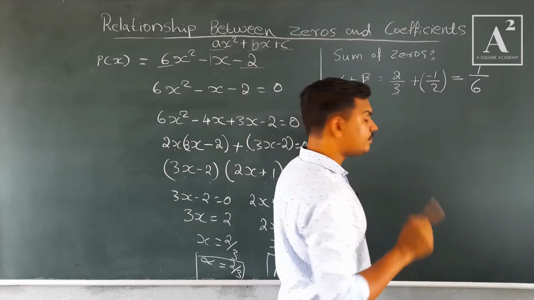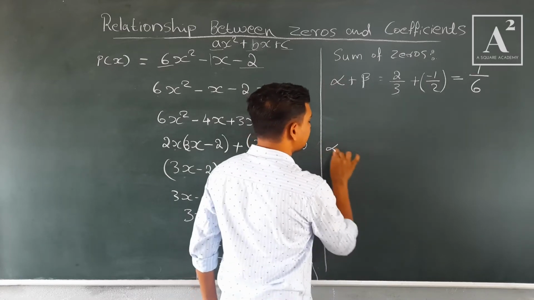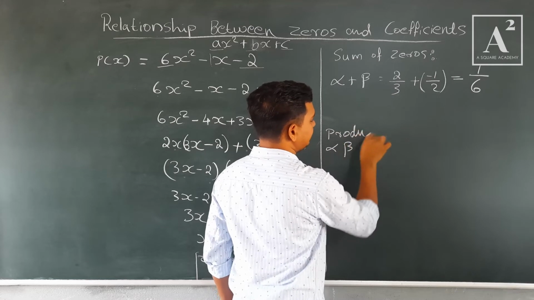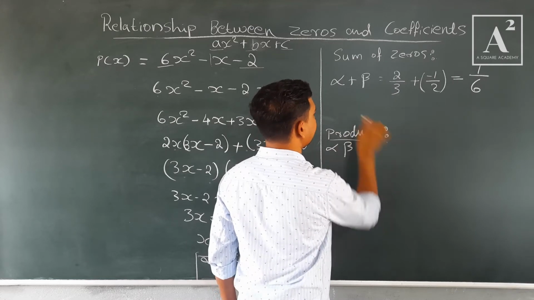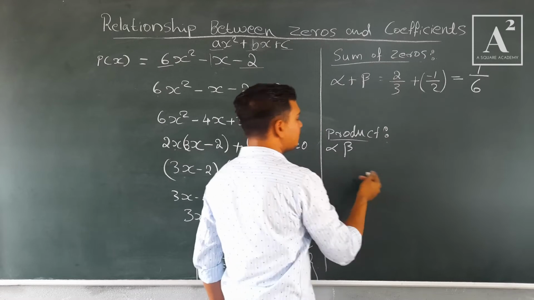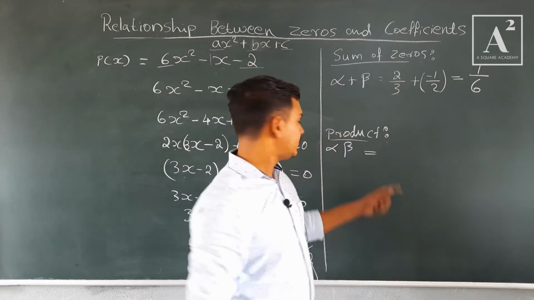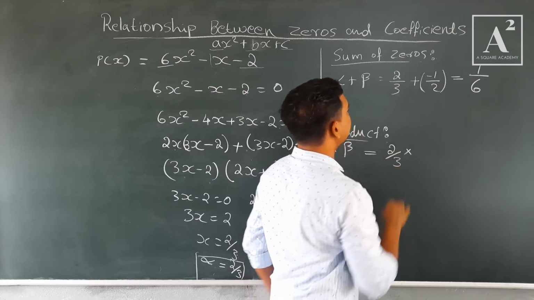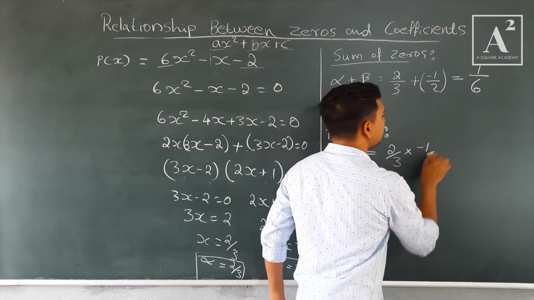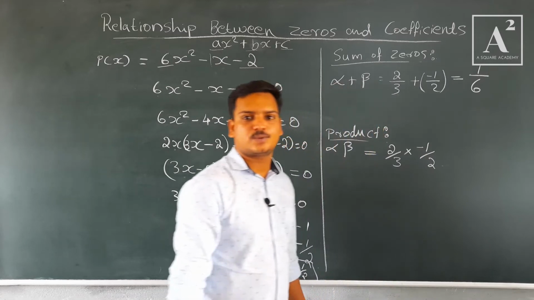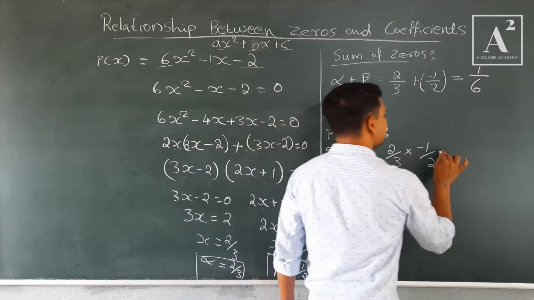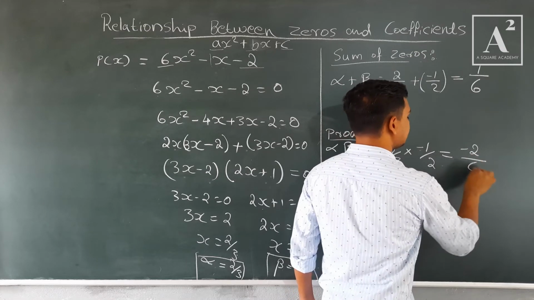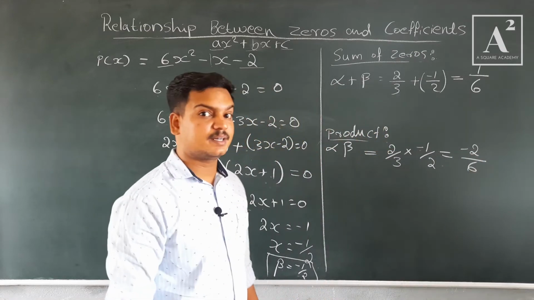Now, let's take the product of the numbers, alpha times beta. Alpha is 2 by 3, and beta is minus 1 by 2, so we multiply 2 by 3 with minus 1 by 2. Multiplying, in this case you are going to get minus 2 divided by 6.